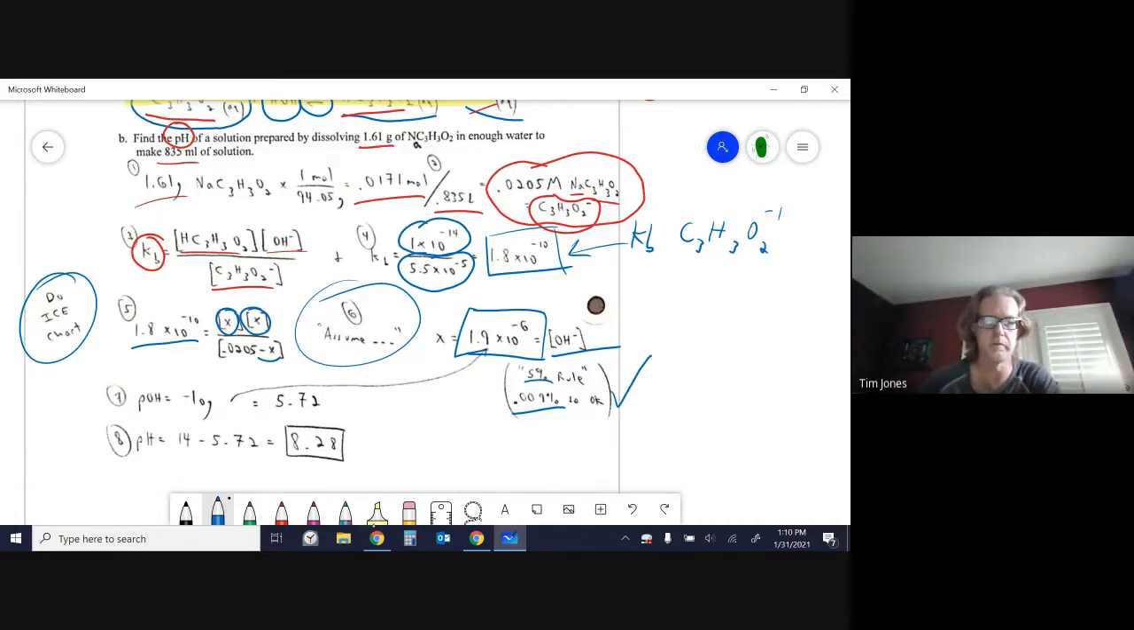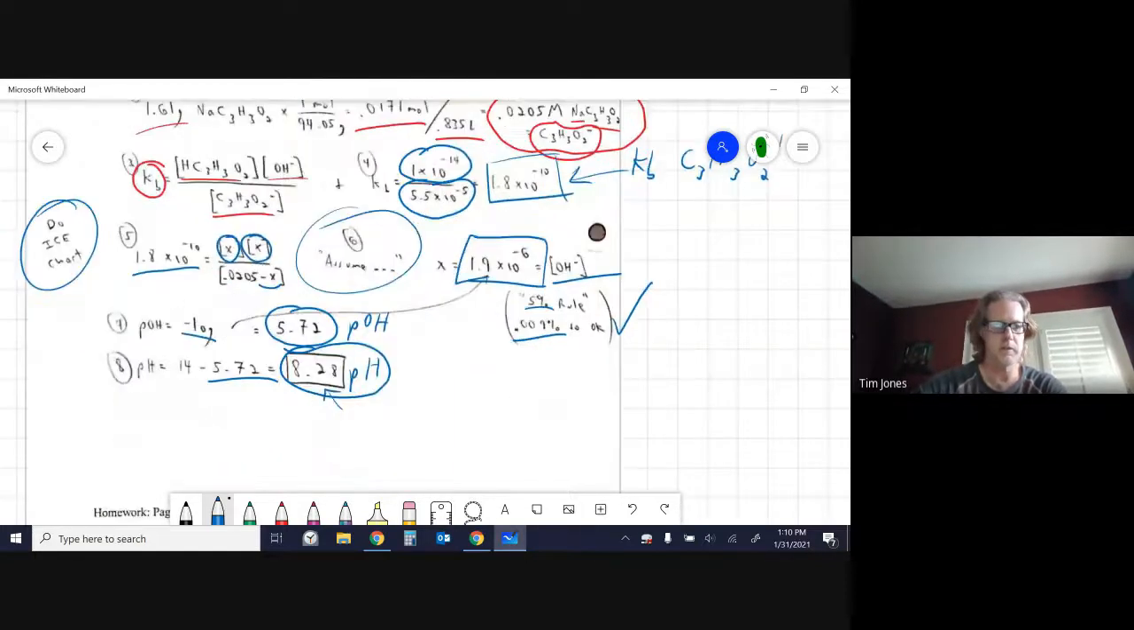I'm going to take the negative log of X. That gives me my pOH. I'm going to subtract that from 14, and that will give me my pH of 8.28. That makes sense because it's basic, and it's not highly basic. It's a weak base. So you can do a bit of a sanity check on your answers right now. Once you realize this is a base, you better get a basic answer in your pH. If you had messed up and you got an acidic answer, that's telling you and warning you something's wrong, and you can go back and fix it.